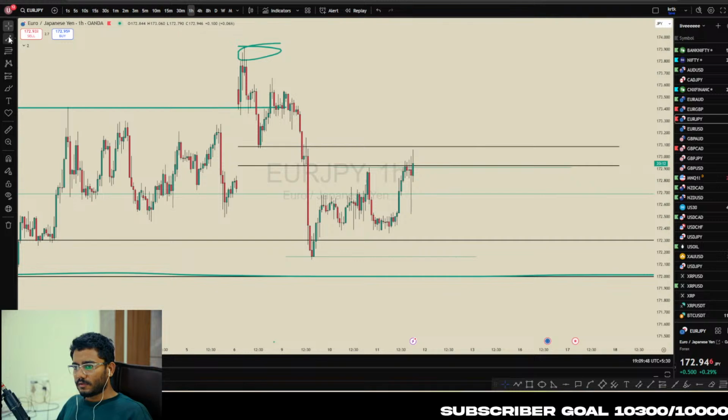On 1 hour, the story is different. Price already tapped this order block, so because now this order block has been mitigated, it becomes trendline liquidity, right? So everything below the structure has been mitigated.